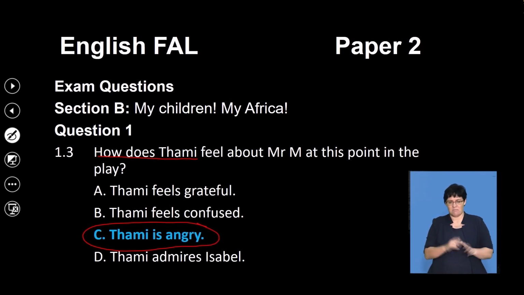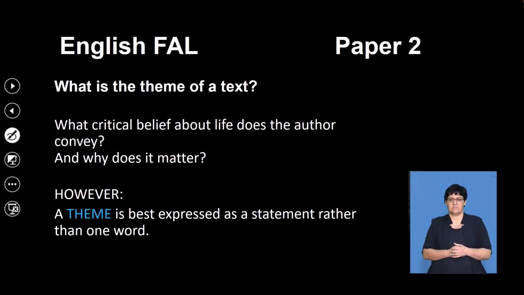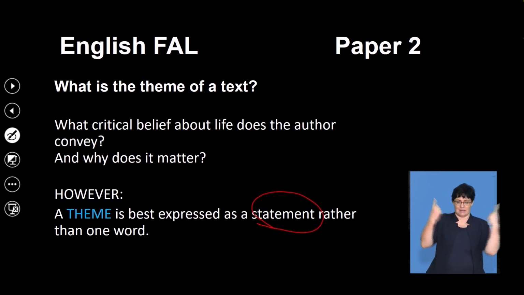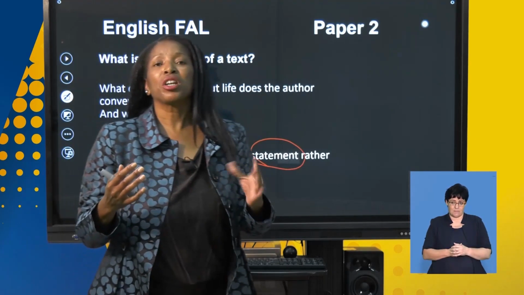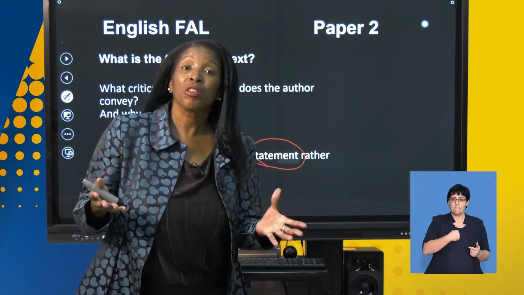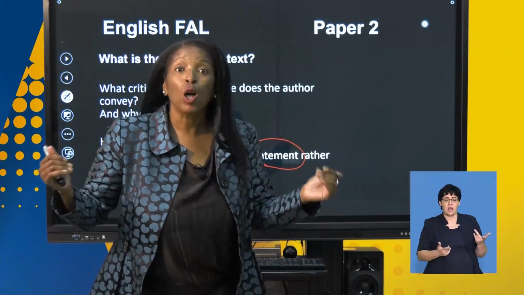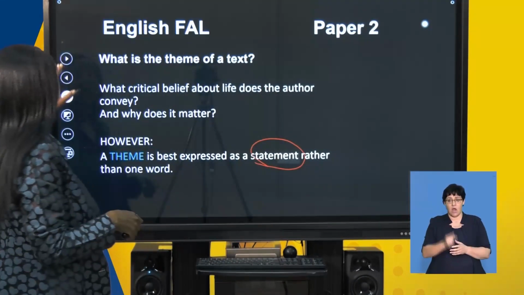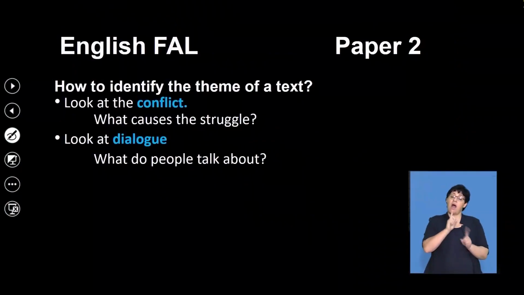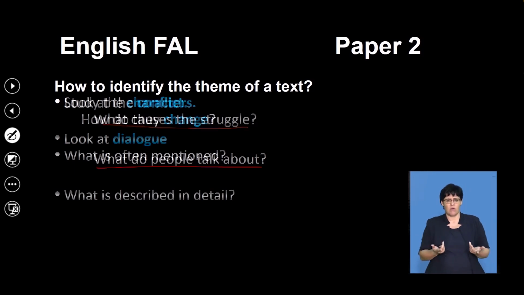He is angry. Okay. Now, it's very important that we talk about theme. Theme is the message that the writer is trying to give us. Normally a theme is best expressed as a statement rather than a word. So in My Children, My Africa, you'll find that the theme is education, right? And then in other stories, you'd find that the theme is a long statement. Please remember that when you are asked to express theme, what causes the struggle? What do they talk about mostly, okay?